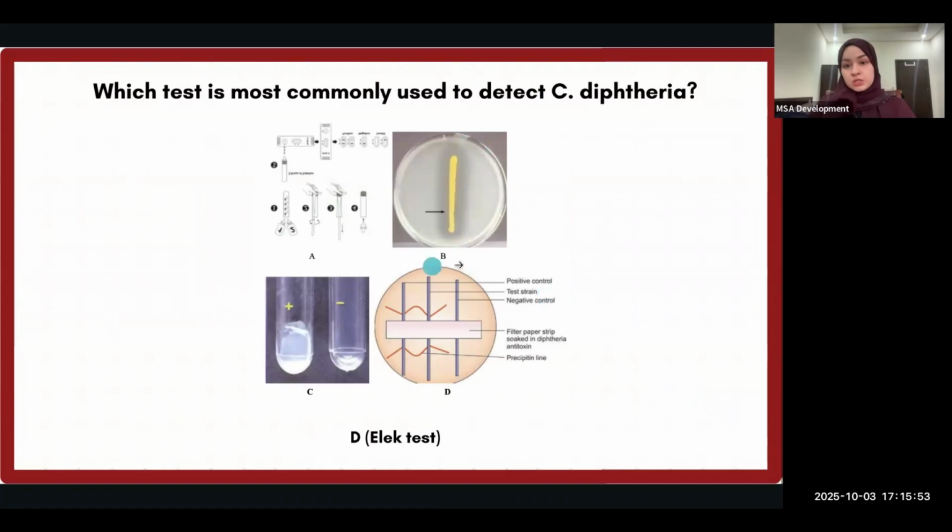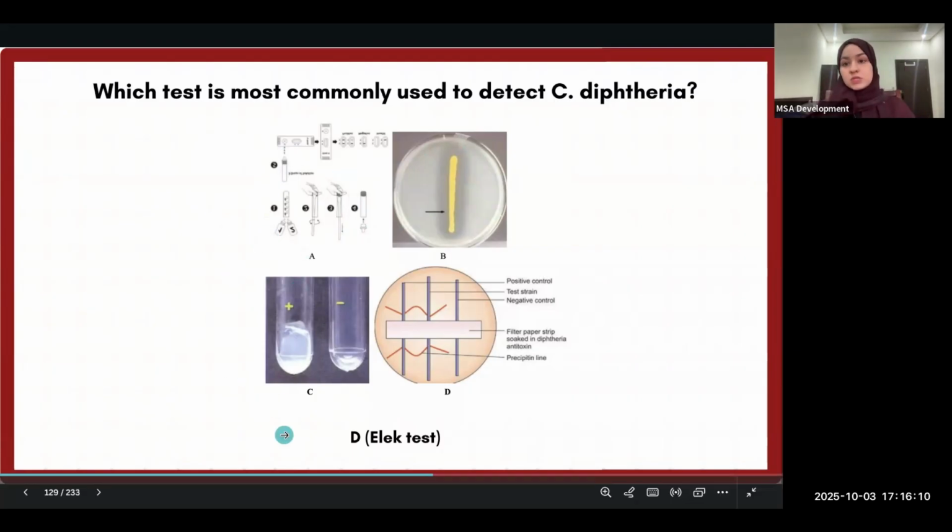B here is the satellite test. I think it came earlier and I said camp test. Sorry, it's not camp. This is the satellite test for Haemophilus influenza. And then this would be the rapid antigen test. And then I think this is niacin test. But yeah, Elek test for corynebacterium diphtheria.